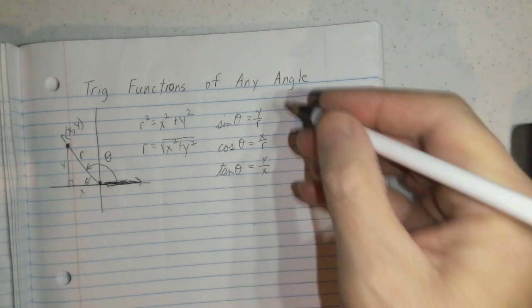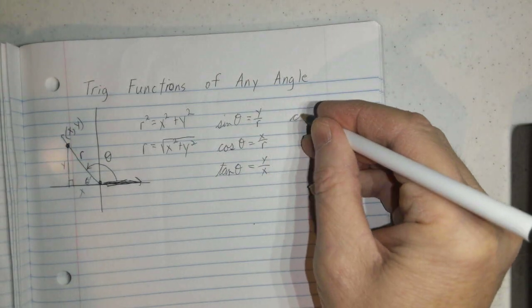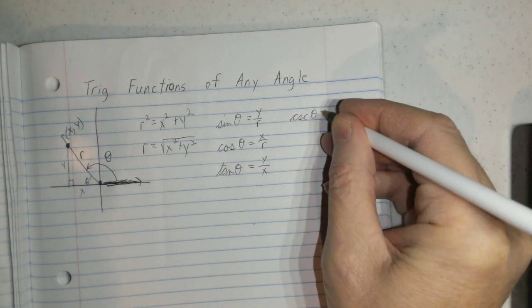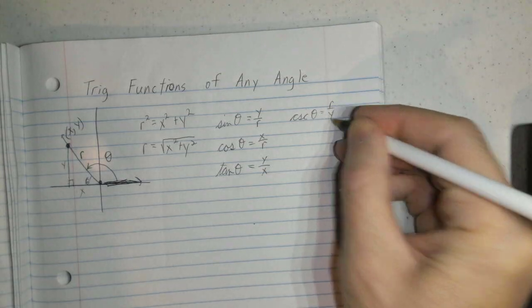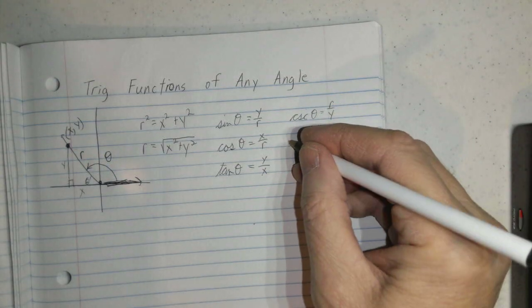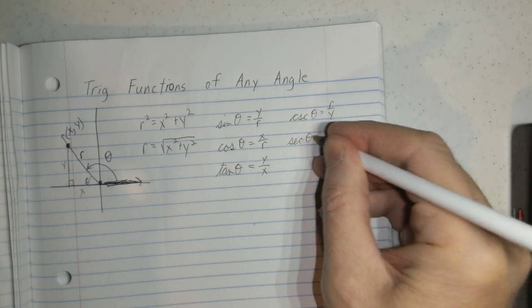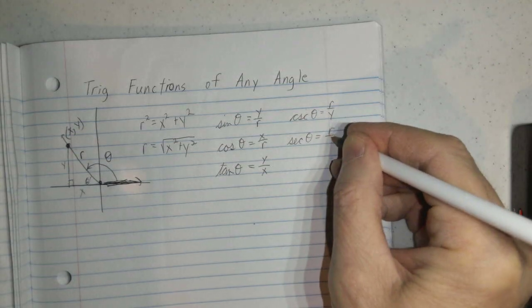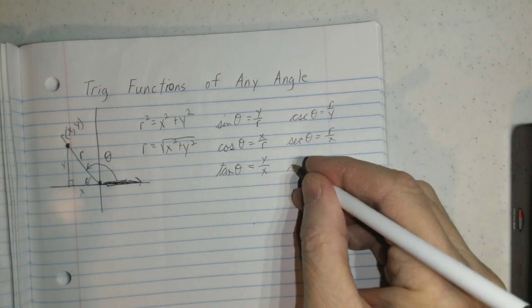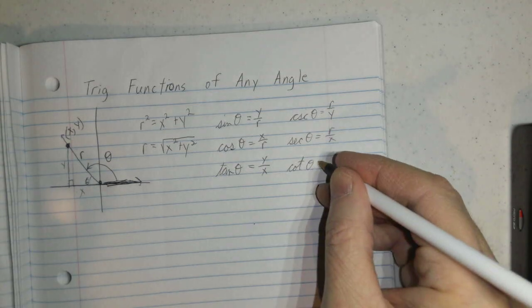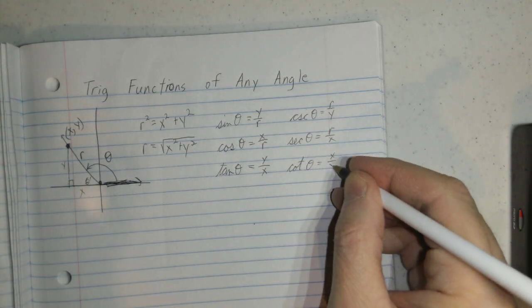And then we could go off of that. Cosecant of theta is r over y, using these reciprocal identities. Secant of theta is r over x, and cotangent of theta is x over y.